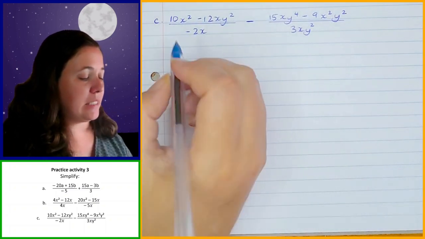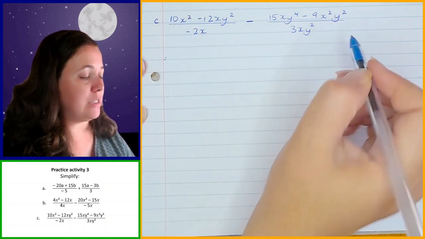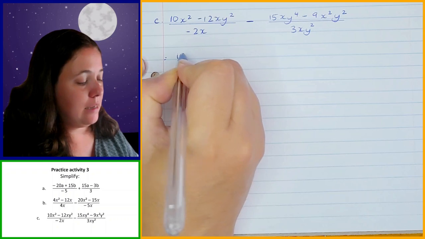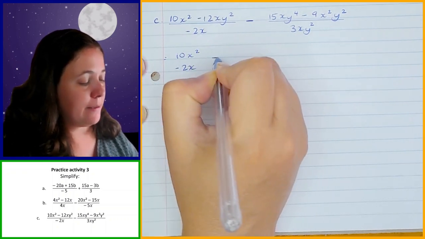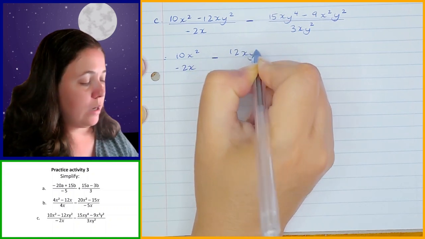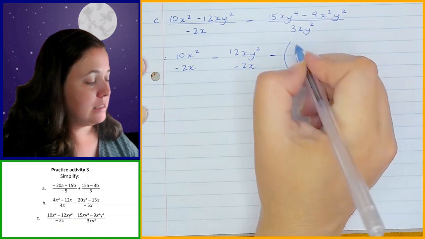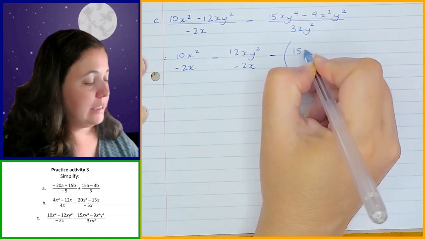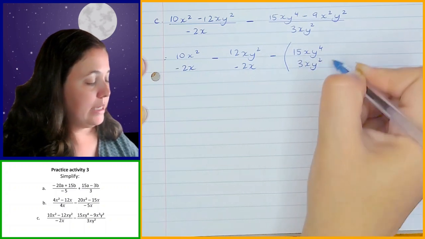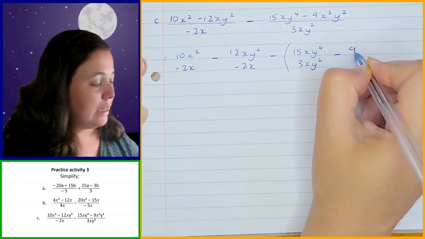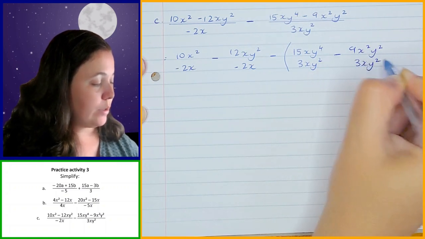Same concept as the last one. We are going to first split up, making sure we keep those in brackets. So I've got 10x squared over negative 2x minus 12xy squared over negative 2x. Then I've got minus, in brackets, 15xy to the power of 4 over 3xy squared minus 9x squared y squared over 3xy squared.